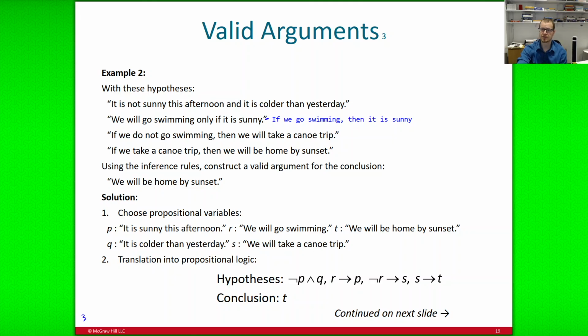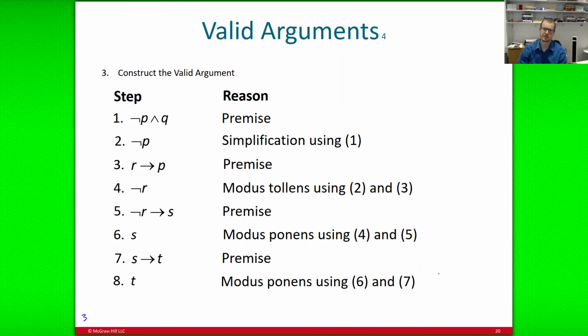Then our hypotheses, the things that we are assuming to be true, are that it is not sunny and it is colder than yesterday. If we go swimming, then it is sunny. And here, if we do not go swimming, then we will take a canoe trip. And if we take a canoe trip, then we'll be home by sunset. Excellent. And we want to conclude that we will indeed be home by sunset. So this is our valid argument that we're constructing here.